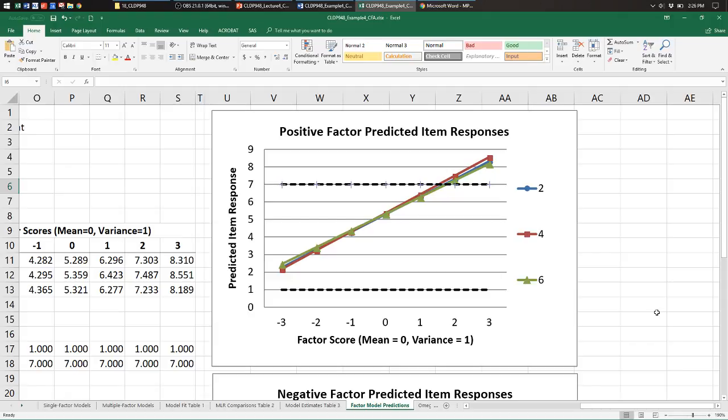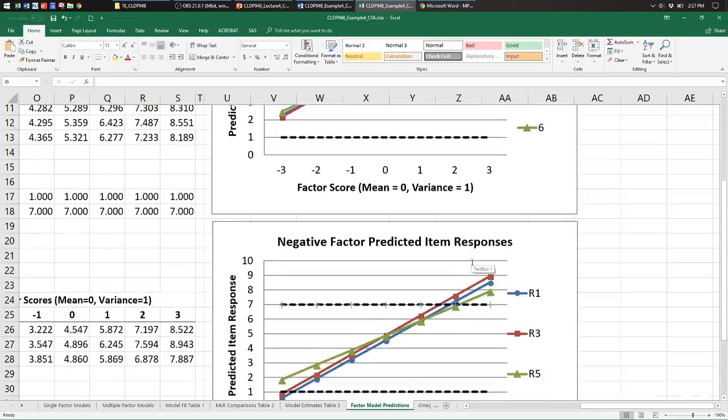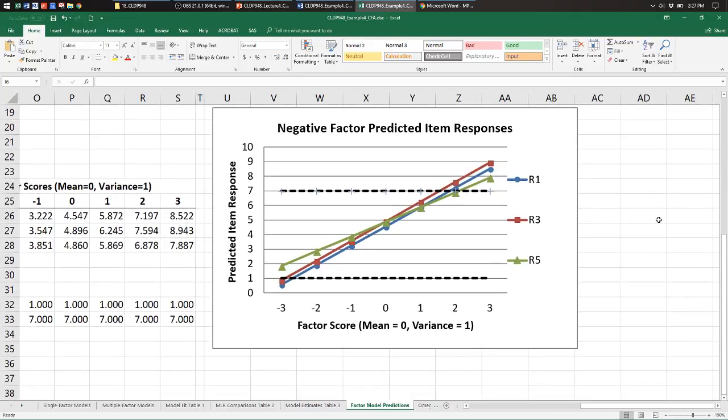So what do you think? Is a linear model plausible for these 3 items? Up to a point, right? Up to a little bit before a theta of 2, they have something to answer. Somewhere around here, here are the negative factor items and their intercept and loading predicted lines. Now what do we think? 2-ish.